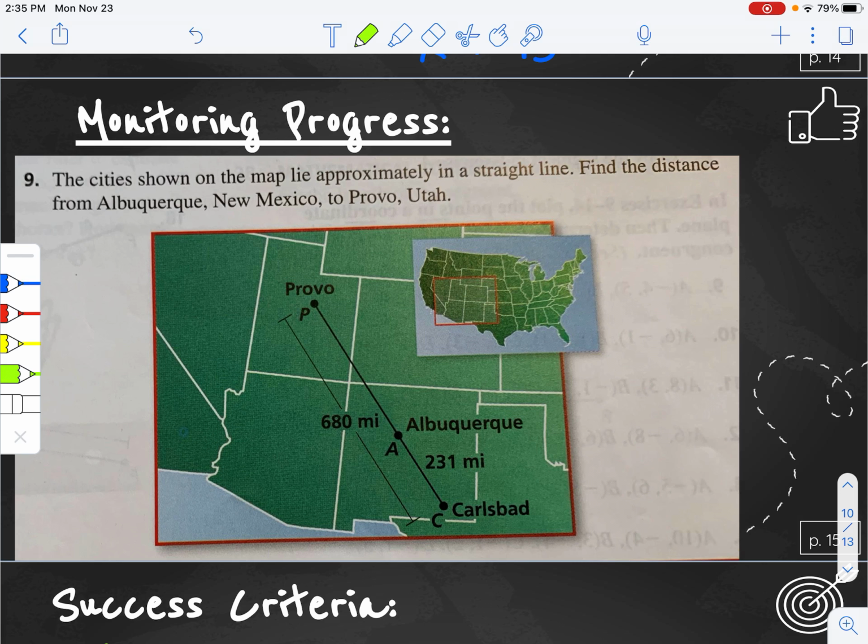All right, let's take a look. For this one, we want to find the distance from Albuquerque, New Mexico to Provo, Utah. So we want to find this distance right here. We see that the total is 680 miles. The part of it that we already have from Albuquerque to Carlsbad, maybe that's how you say it, is 231. So we know that 231 plus our X will give us the total.